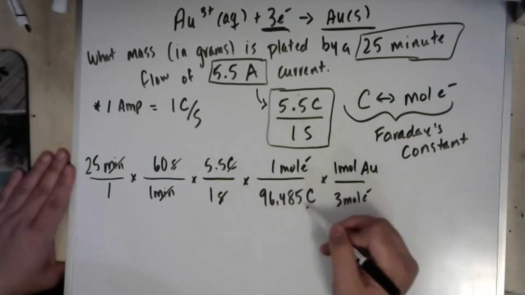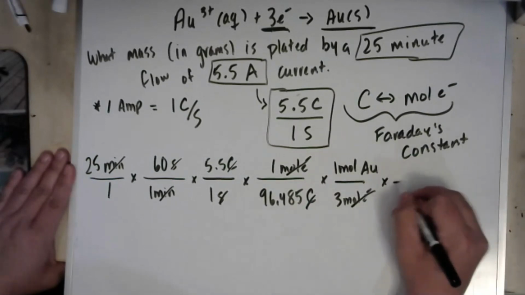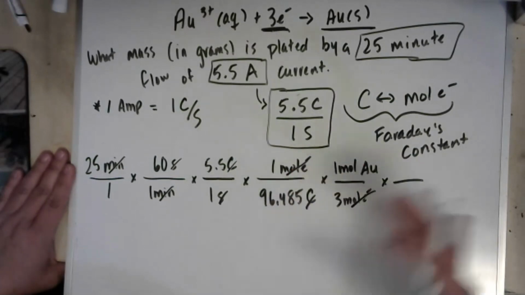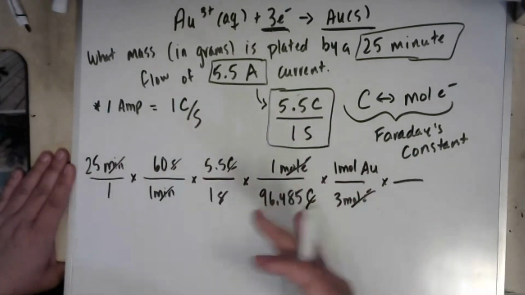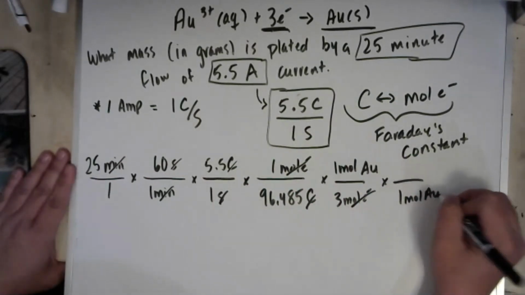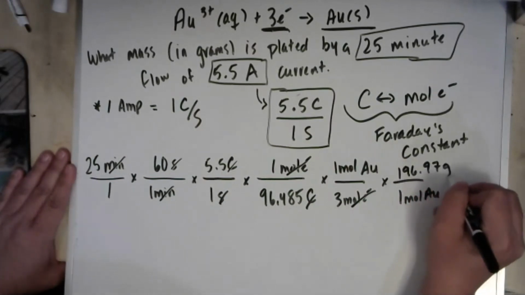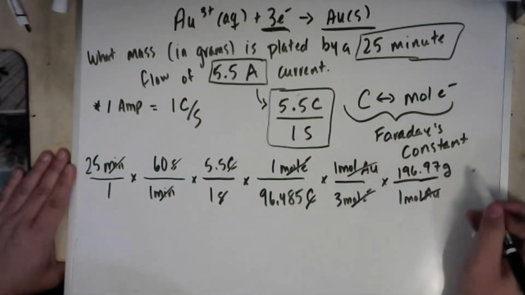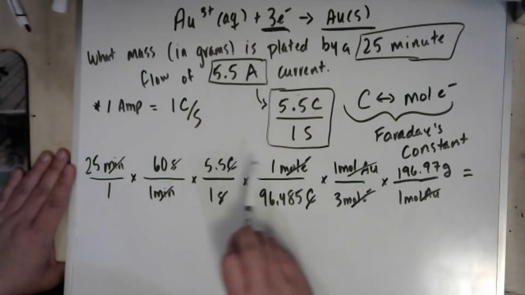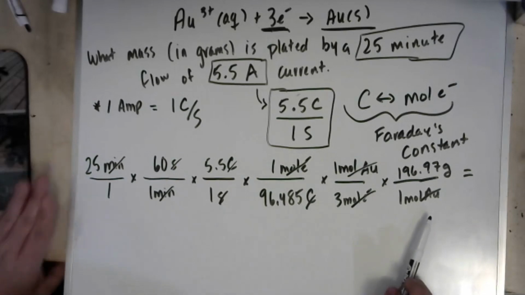Now that I have my reaction in terms of moles of gold, now I can use the periodic table to figure out the mass of gold that was produced in this particular reaction. So 1 mole of gold is equal to 196.97 grams. Okay, I'm going to multiply every value that's on the top of my fraction bars. I'm going to divide by any value that's on the bottom of my fraction bars.